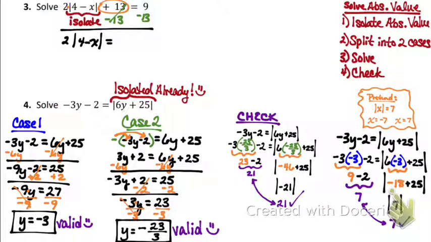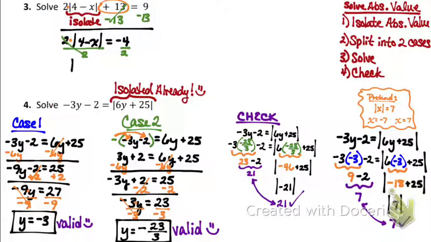What is 9 minus 13? Negative 4. We still have this 2 out in front. You said the 2 is being multiplied. We still need to get rid of it. How do I get rid of a times 2? Divide both sides by 2.